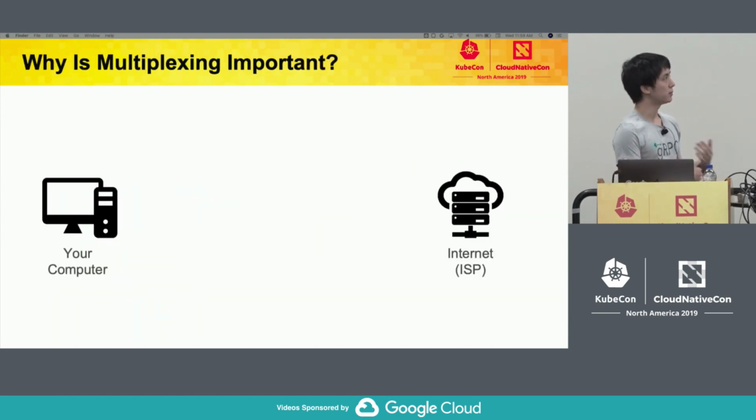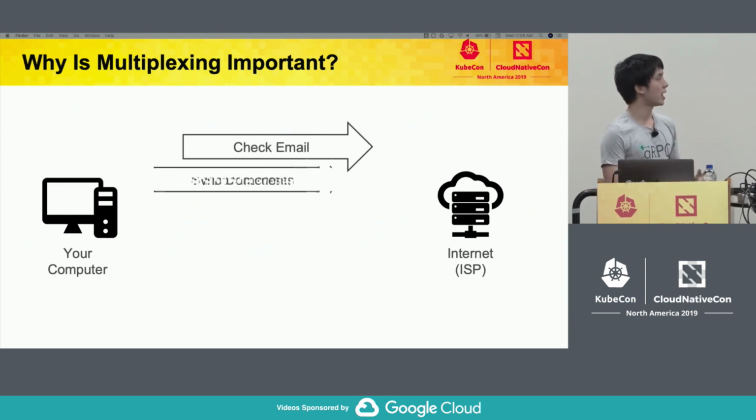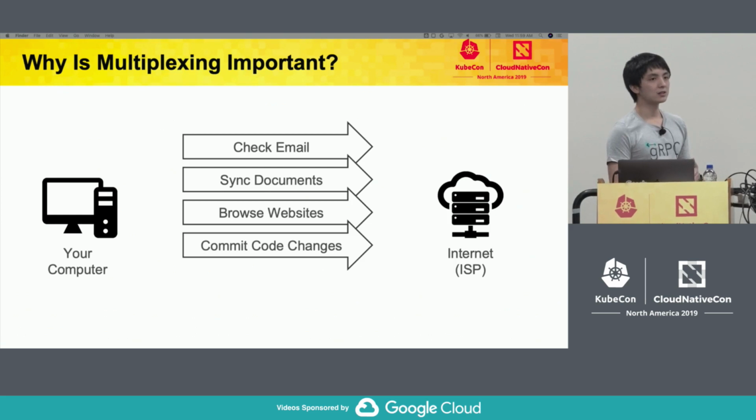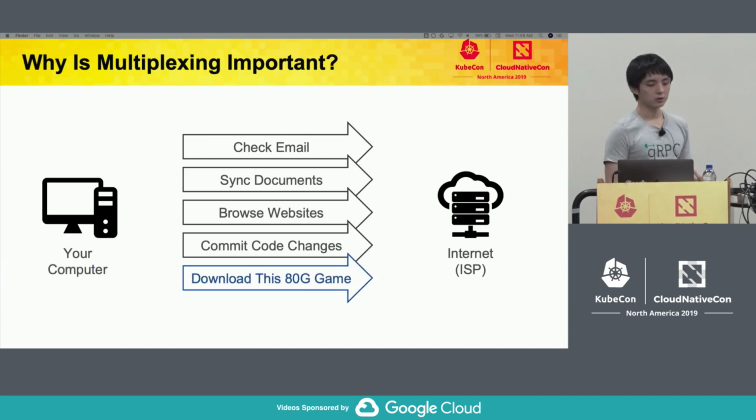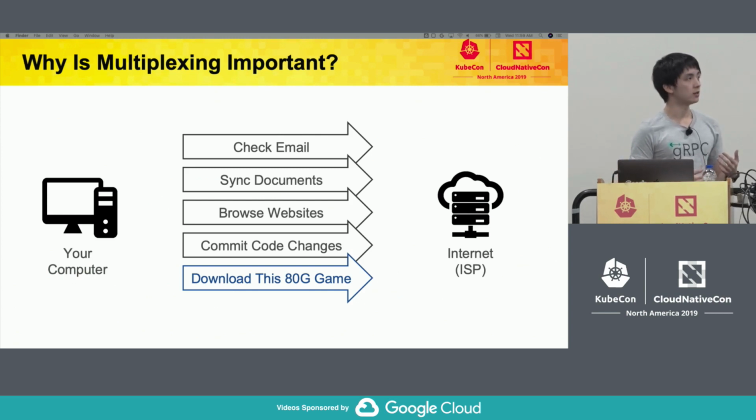Why is multiplexing so important? Let me give a quick reminder to people who have forgotten what it is. Imagine you are using your laptop and doing multiple tasks at the same time. And all the tasks are sharing the same network connection, and they're happy because they don't use a lot of bandwidth, until you try to download this 80 gigabytes again, which will effectively drain all of your bandwidth.